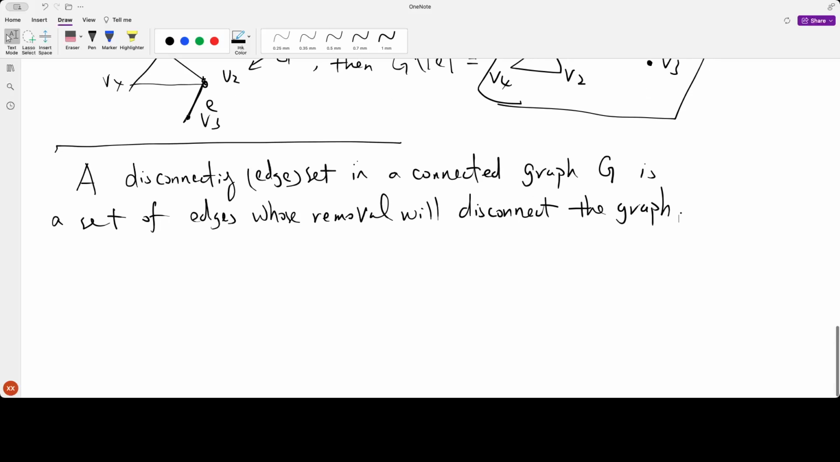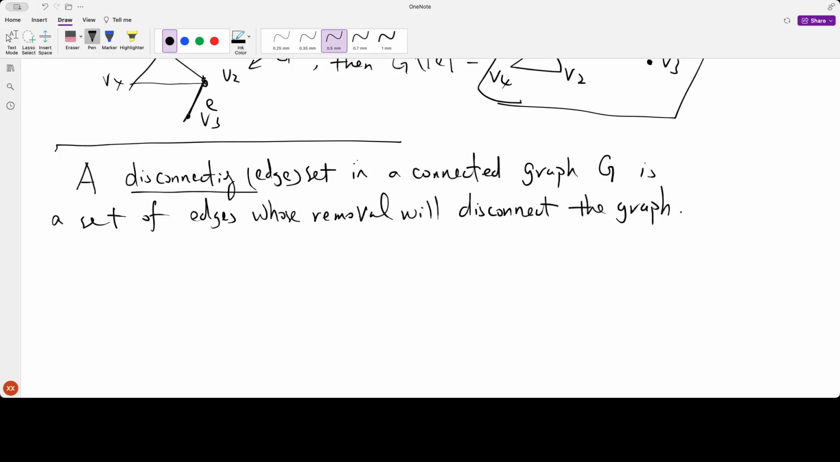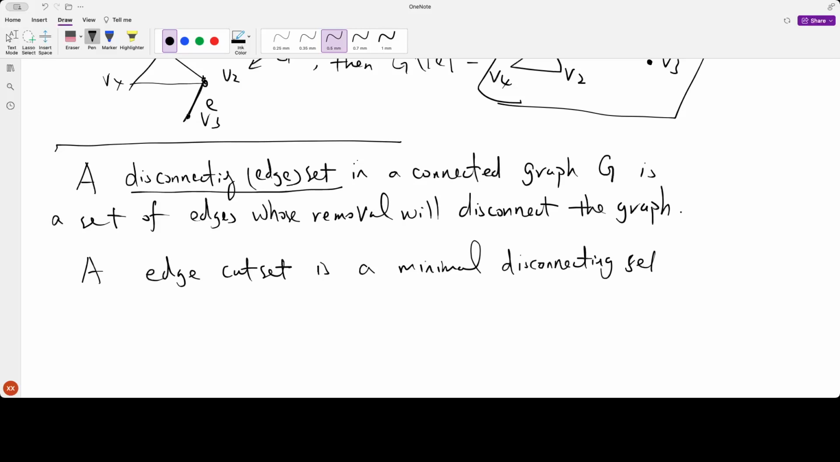Okay, so this is not so common, because there is another definition which is called edge cut set, which is a minimal disconnecting set. So what happens here is that when you delete enough edges, then you stop here. You don't delete more edges than necessary.